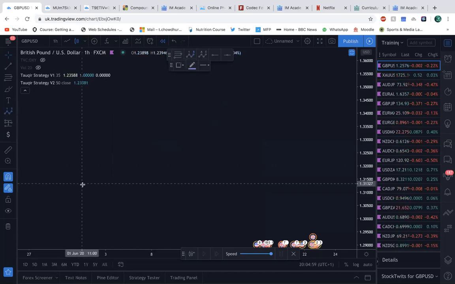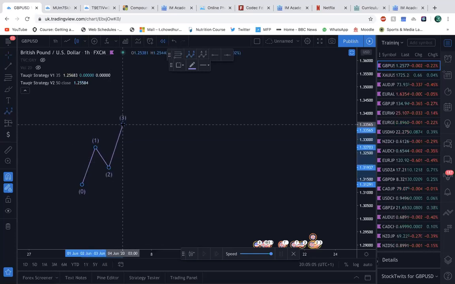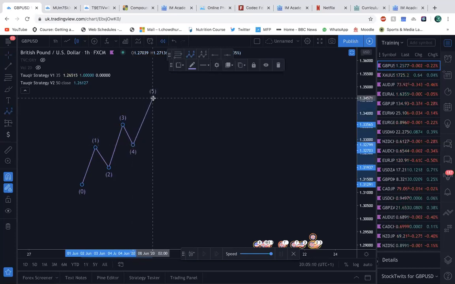And an Elliott wave behaves like this. There will be one drive in the uptrend, then there'll be a retracement. There'll be a second drive in the uptrend, then there'll be another retracement. And then there'll be one final big push on the upside. And what that means is the Elliott wave is now completed.